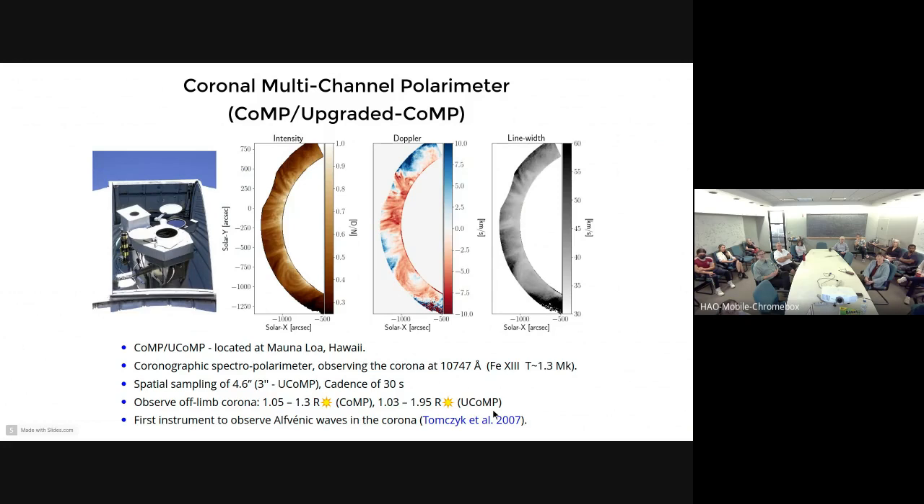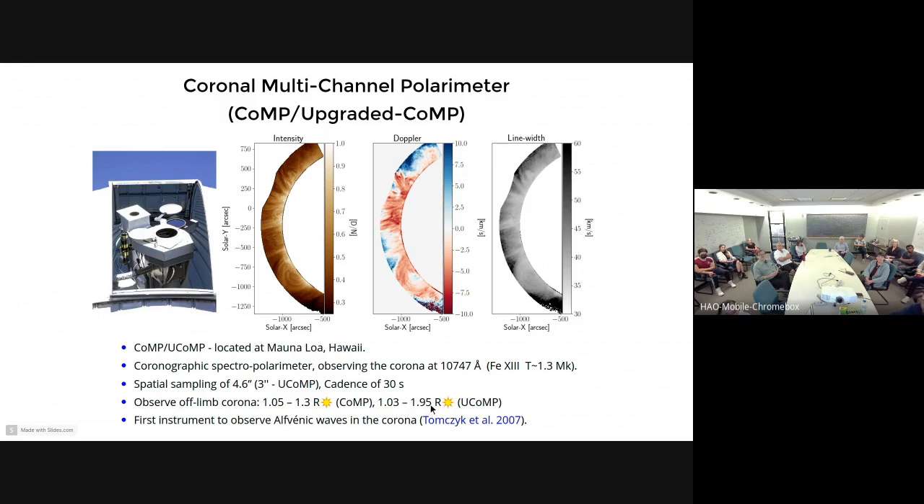Most of us might know that CoMP, and now the upgraded CoMP, is an instrument located in Mauna Loa, Hawaii. It's a coronagraphic spectropolarimeter that can observe the corona not in one wavelength but in multiple wavelengths. However, what we have mostly been using is the 10747 angstrom wavelength, which corresponds to the Fe XIII line, and it has a spatial sampling of 4.6 arcseconds. The UCoMP has slightly better sampling, around 3 arcseconds. Cadence is around 30 seconds, and the observational field is off the limb, going from 1.05 to 1.3 solar radii for CoMP, and 1.03 to around 2 solar radii for UCoMP.